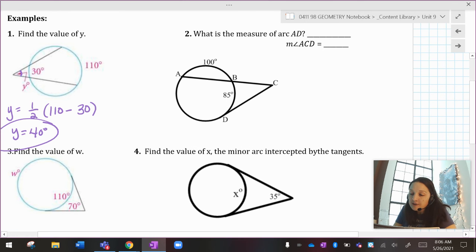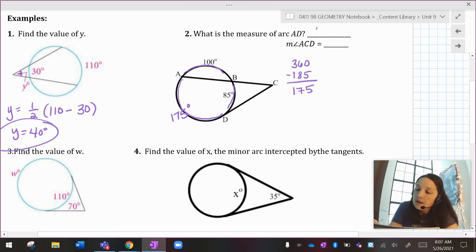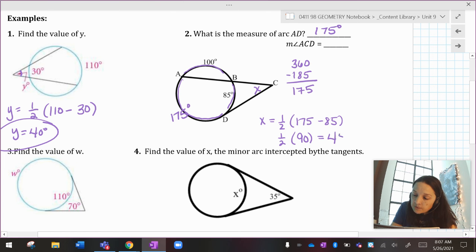Okay, now in this next one, it says first, what's the measure of AD? Well, if this is 100 and that's 85, AD is the rest of it, and all the arcs in a circle should add to 360. So 360 minus 185 is going to give me 175. So this is 175. And then it says find the measure of ACD. Well, that angle is outside, so it's half the difference. X is 1/2 of 175 minus 85, which is 1/2 of 90, which is 45 degrees.